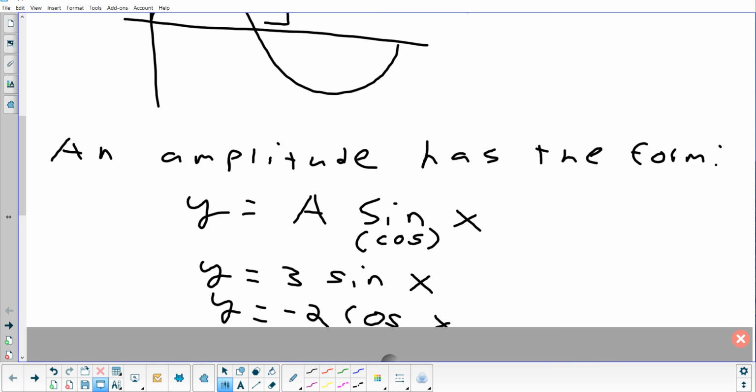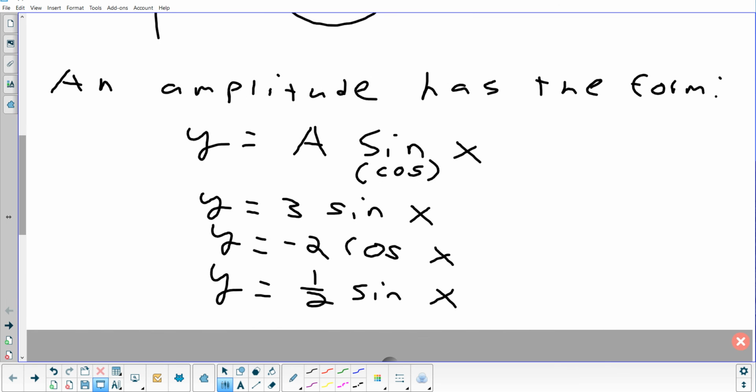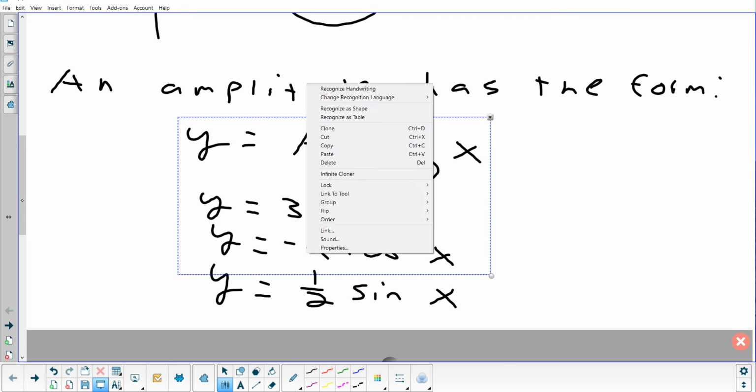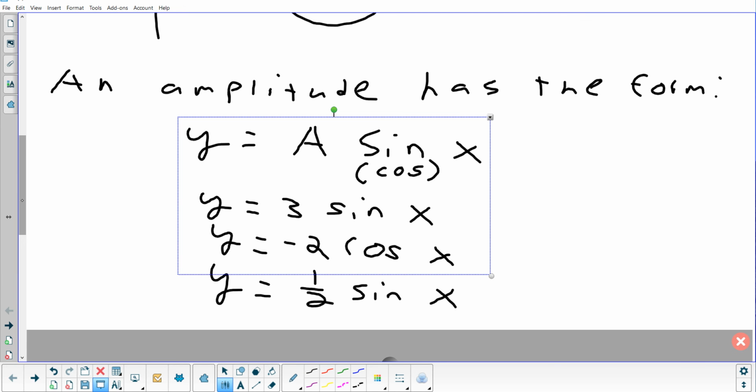So for this one, what are you doing? You are multiplying. Where are you doing it? Outside the parentheses. Here are a few examples of amplitude changes. y equals 3 sine x. Negative 2 cosine x. There's actually a little something extra happening there. This 2 is an amplitude change, but this negative also causes something else to happen. We'll take a look at what the negative does. And then 1/2 sine x is an amplitude change.